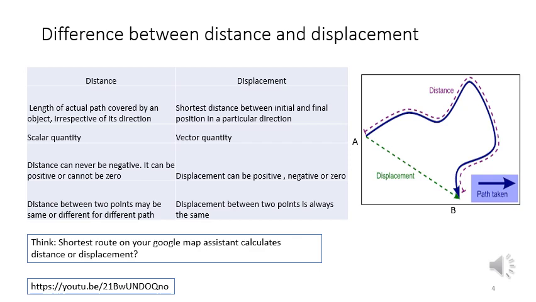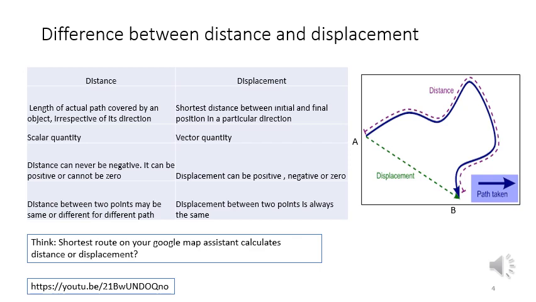The distance is denoted by the blue dotted line. That path is crooked, curvy, whatever the path is, it would be the distance covered. Whereas the green dotted line that joins the initial and the final position, and is the shortest distance between the initial and final position, that would be displacement.